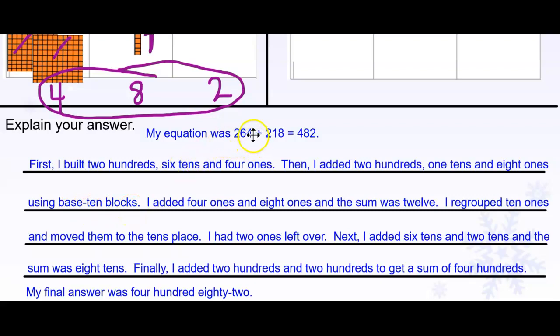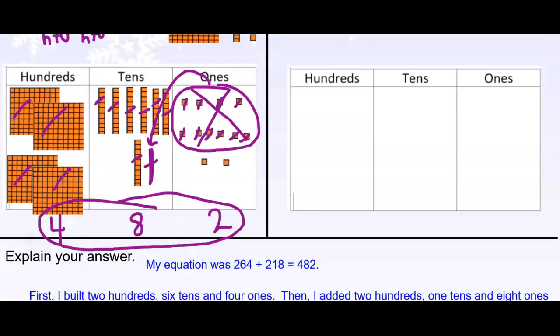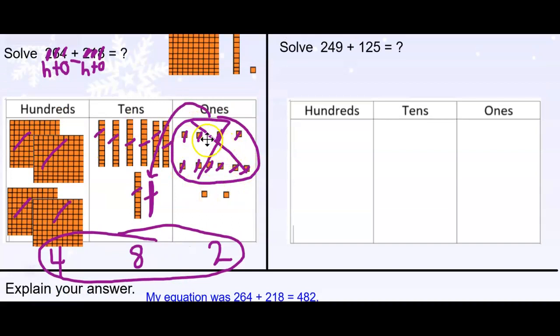Notice how I talked about my numbers in the equations, or my add-ins, using each place value number, starting with the ones place. Let's continue. I added 4 ones and 8 ones, and the sum was 12. Remember when we did that, boys and girls? Here it is. 4 ones and 8 ones, and all together there were 12 ones.